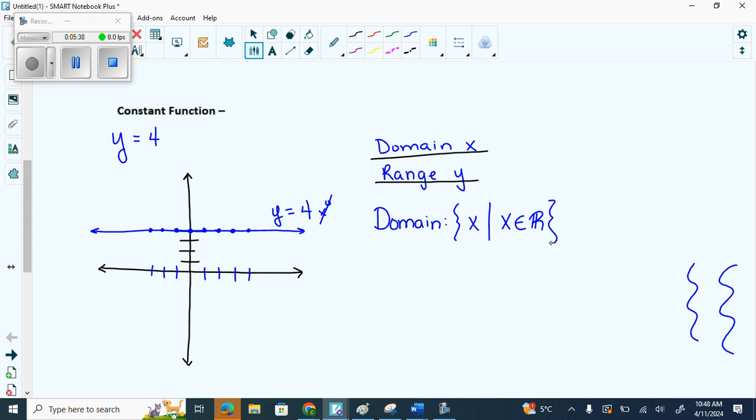Close your squiggly bracket. So everything is there for a reason, that's why you can't skip it. Right? X such that x an element of the reals. We good?